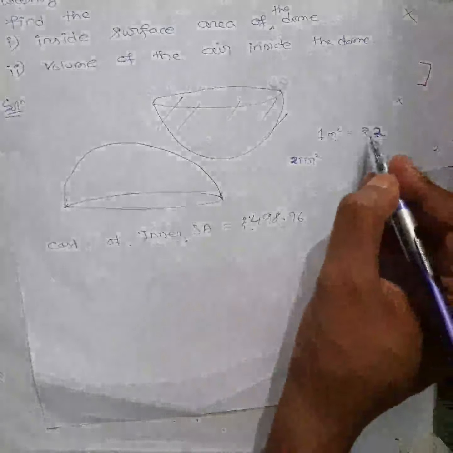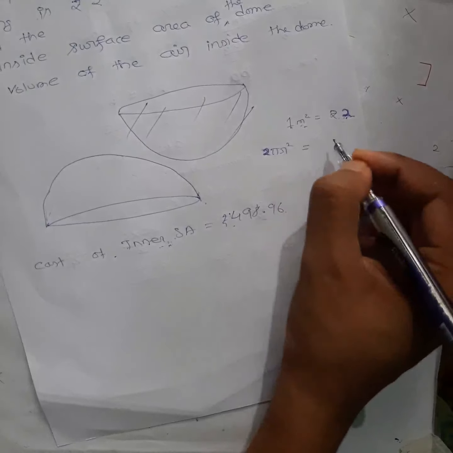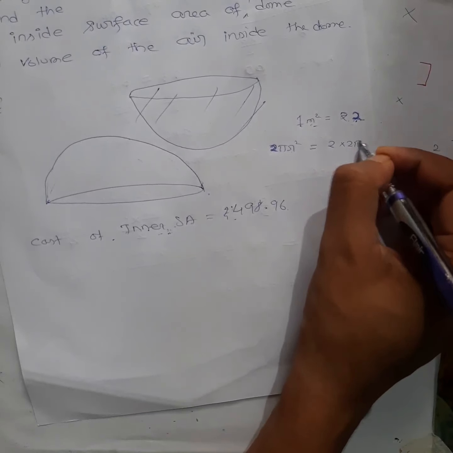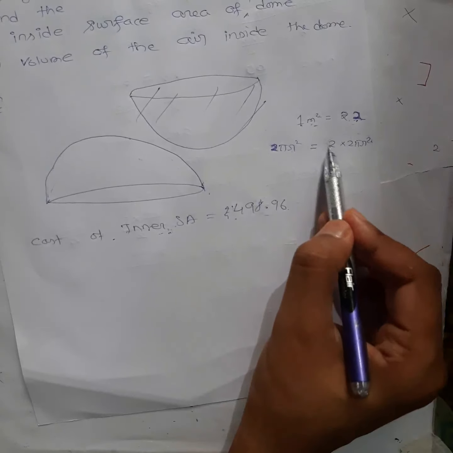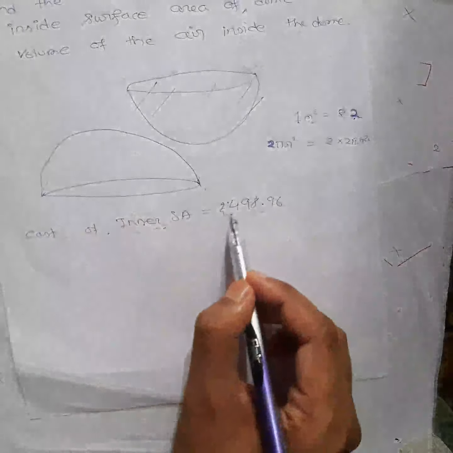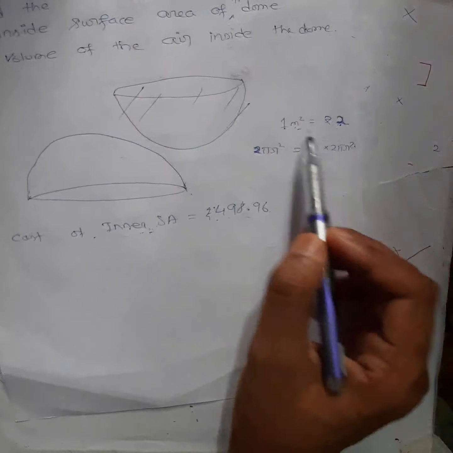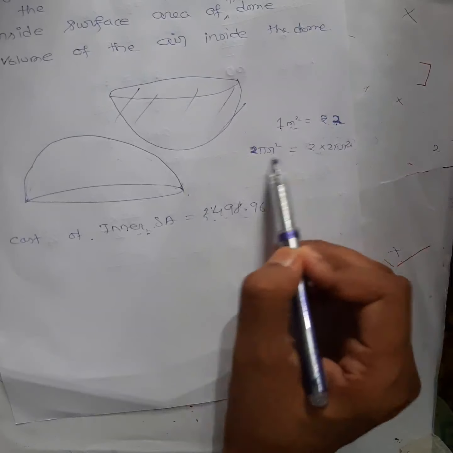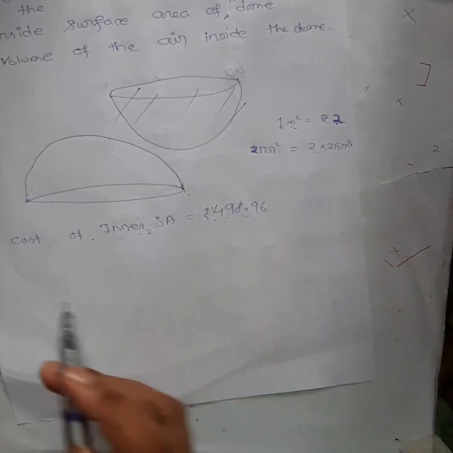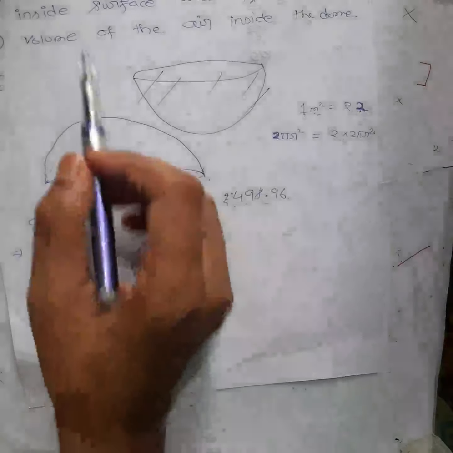Now this inner surface area is how much? 2 pi r square. Now they have given that for 1 meter square the cost is 2 rupees. Then for 2 pi r square, what will be the cost? 2 into 2 pi r square. So this is the cost of whitewashing the inner surface area, and this is also the cost of whitewashing the inner surface area, right? They have given this one according to the question, and this is according to our formula. If for 1 meter square the cost is 2 rupees, for this much area the cost will be 2 into this.